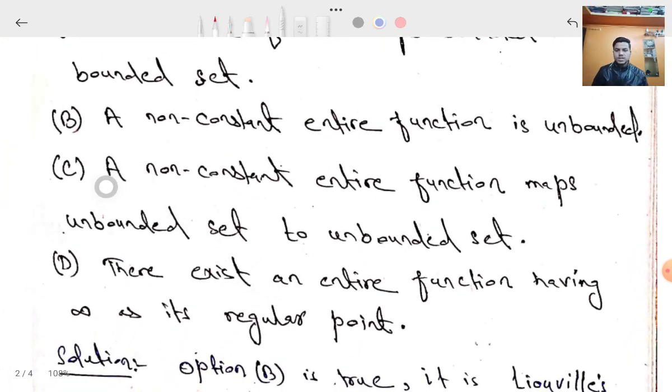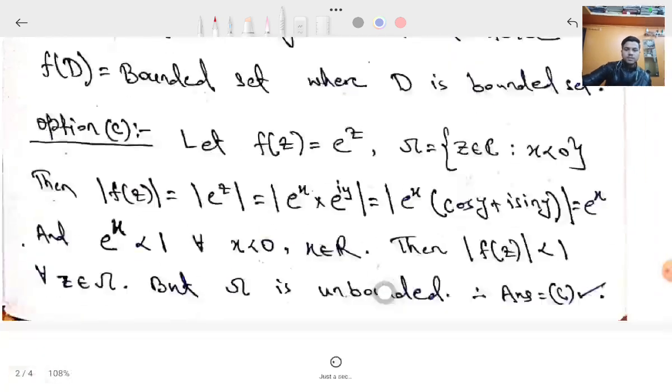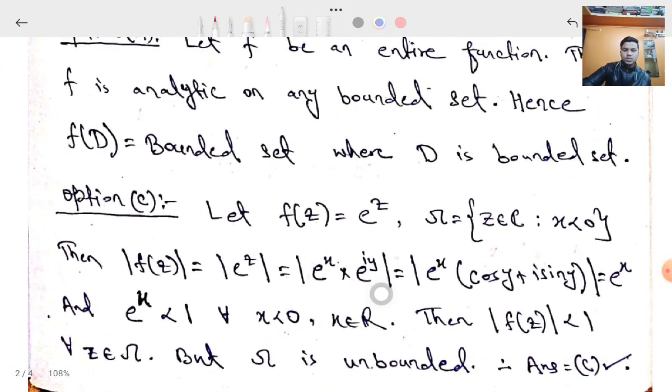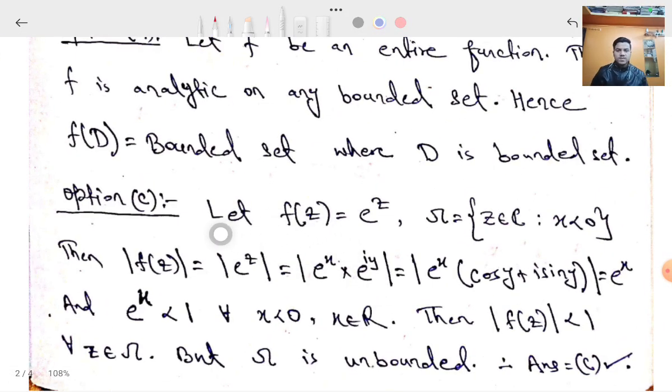Now, option C, a non-constant entire function maps unbounded set to unbounded set. So let us see whether it is true or not. Let f(z) equals e to the power z and gamma equals the set of z belonging to C such that x is less than 0.